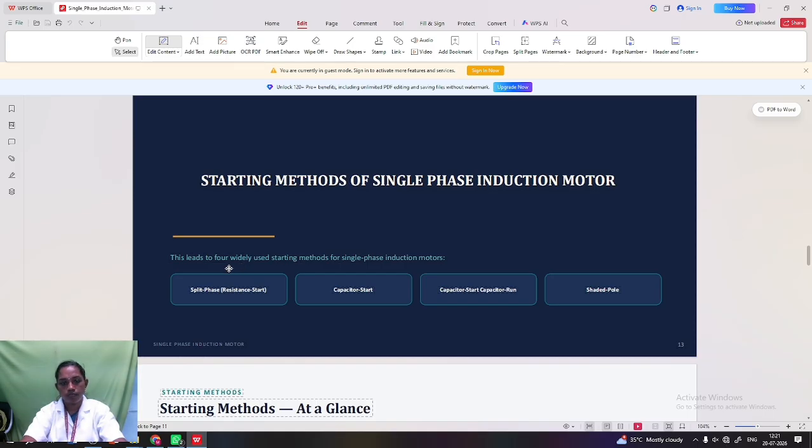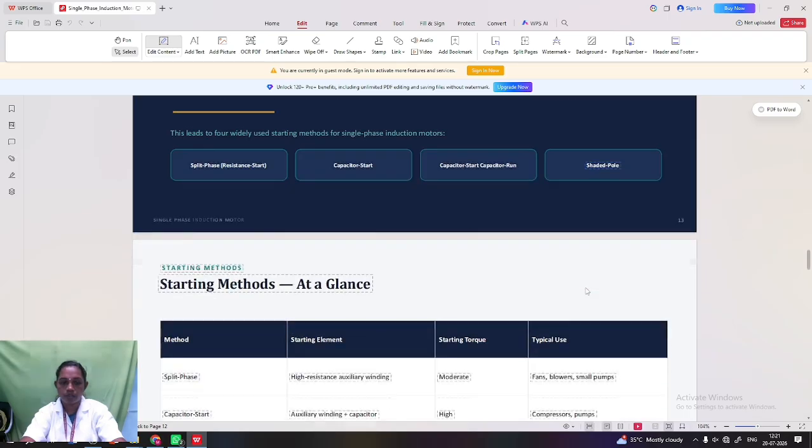Starting methods of single phase induction motor. This leads to four widely used starting methods for single phase induction motors. First one is the split phase or resistance start induction motor. Second one is the capacitor start induction motor. Third one is the capacitor start, capacitor run induction motor. Last one is the shaded pole induction motor.